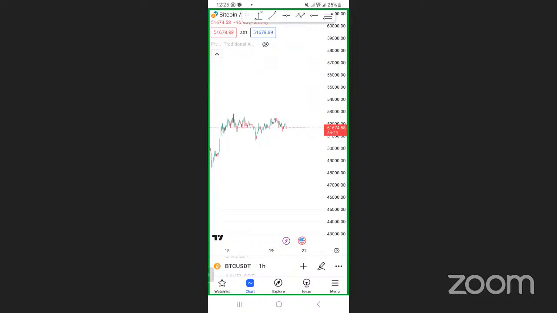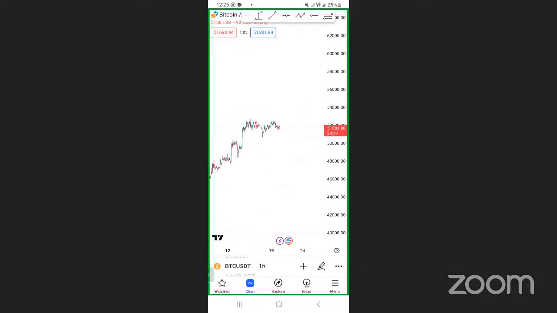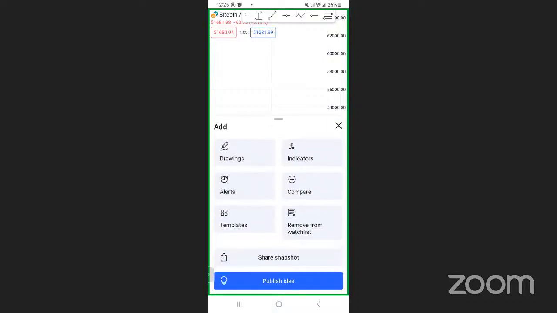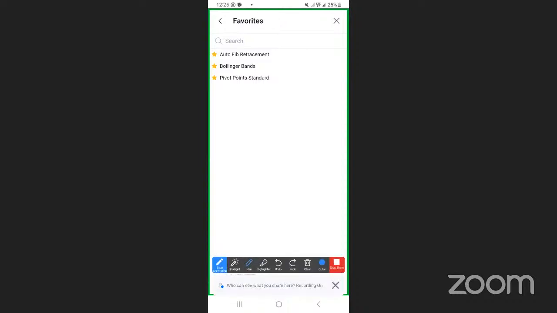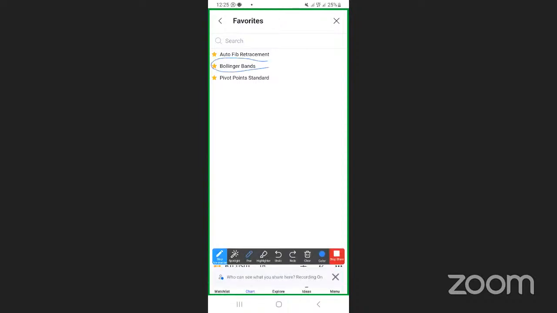Which one is the third one? So I'm removing, I'm adding the indicator called Bollinger bands. Are you seeing this one? Because I'd already added the favorite.